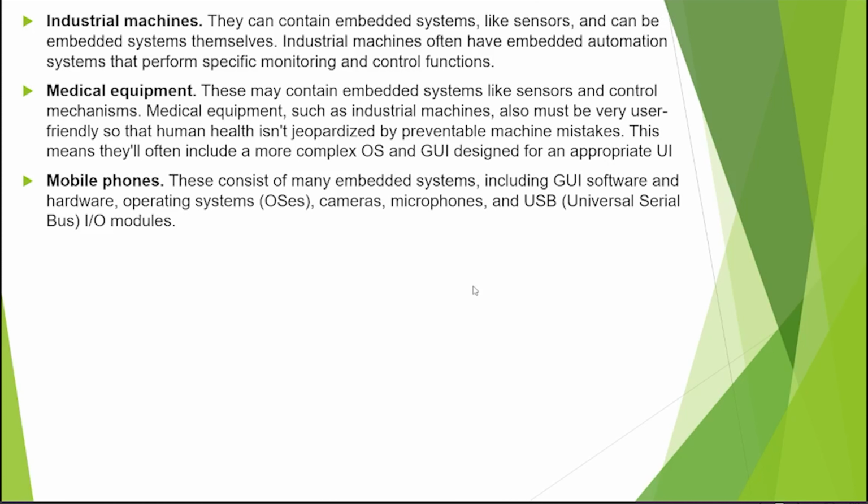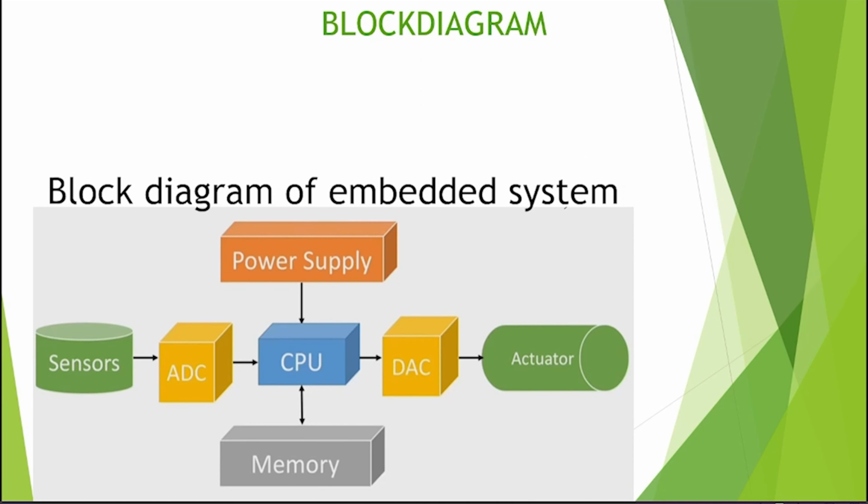Now we talk about the block diagram of an embedded system, how we can implement an embedded system. In the middle of the block diagram we see the CPU. It is nothing but the central processing unit which can take input, process it and produce output.